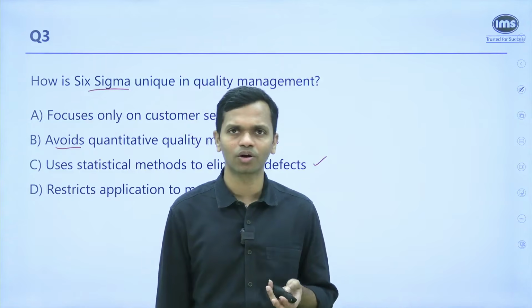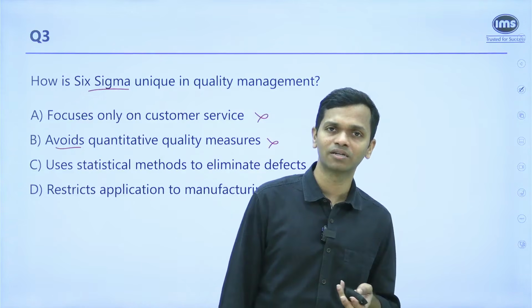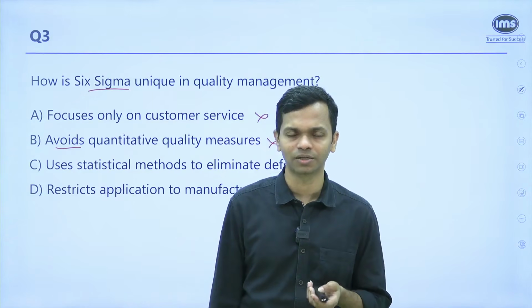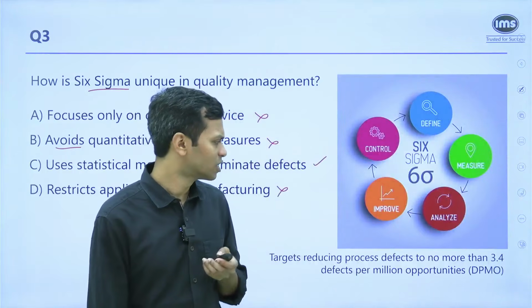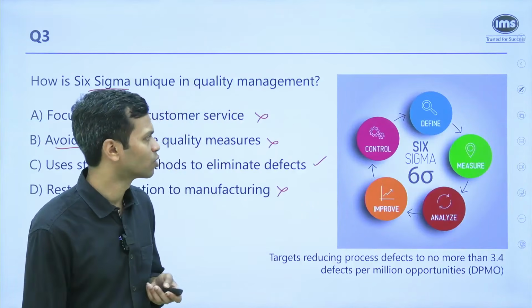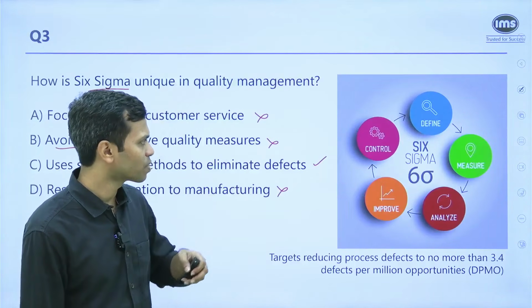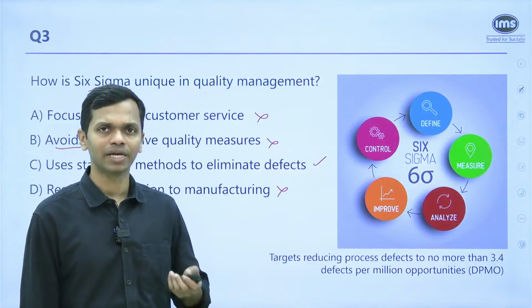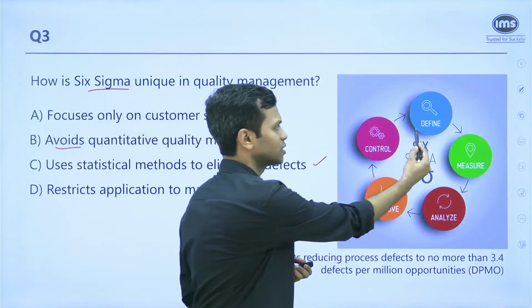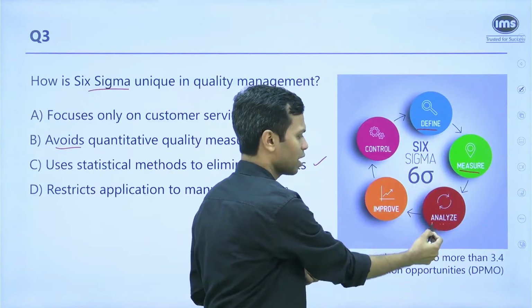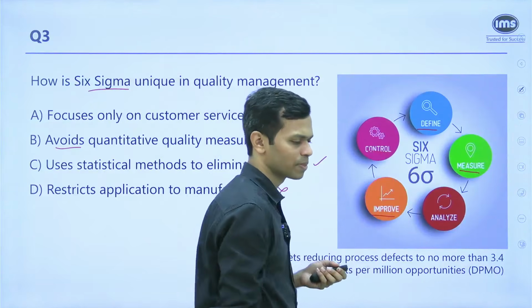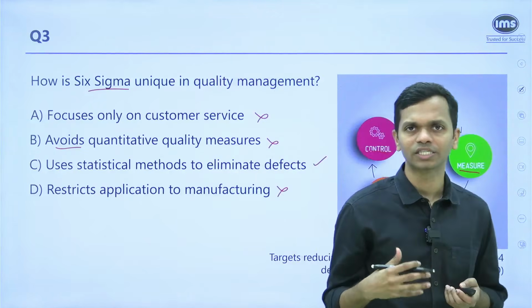It can be a product or a service. It's not necessary that it has to be a manufacturing setup. So let's understand Six Sigma a little bit more because it's an important concept. There is a methodology which is called DMAIC. DMAIC stands for define, measure, analyze, improve and control. So that is the core of what Six Sigma is about, right?